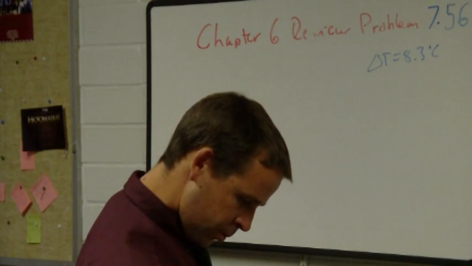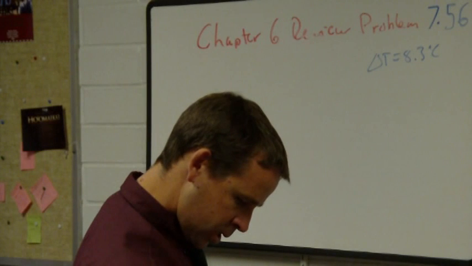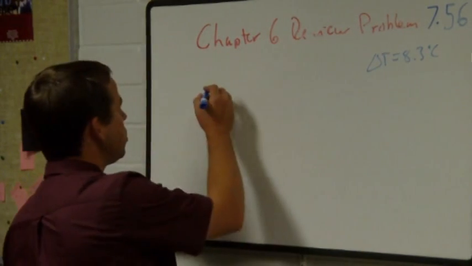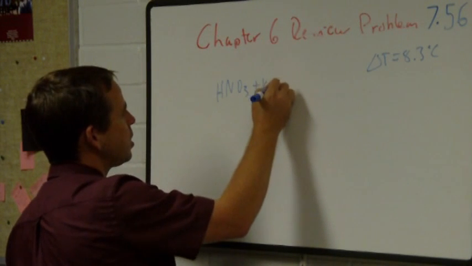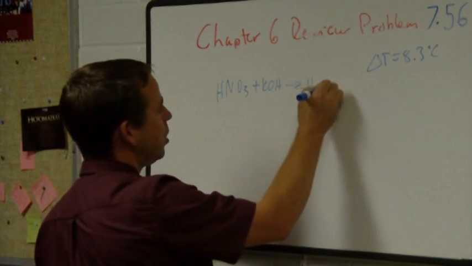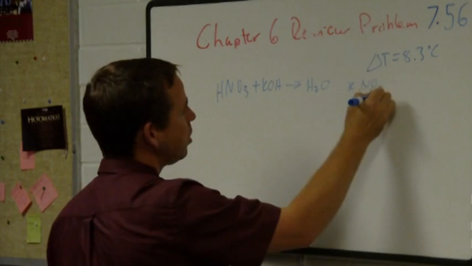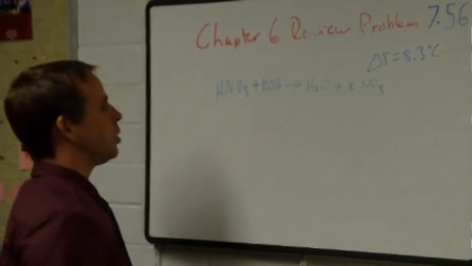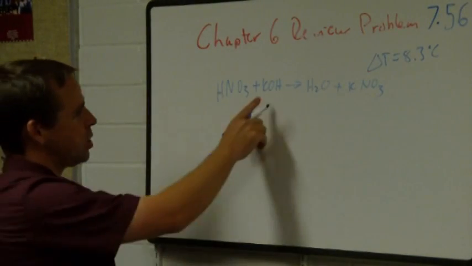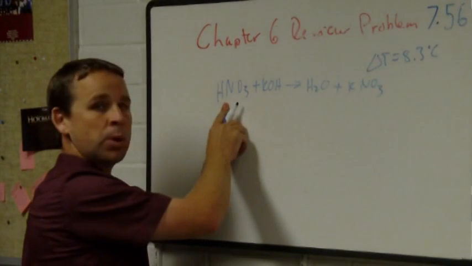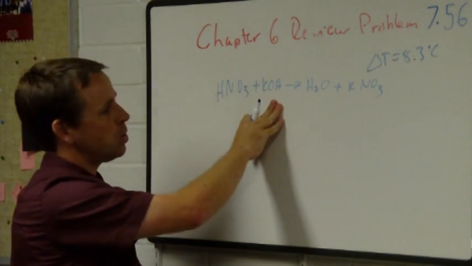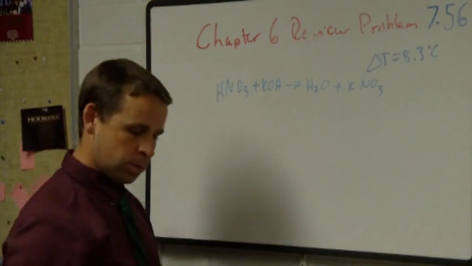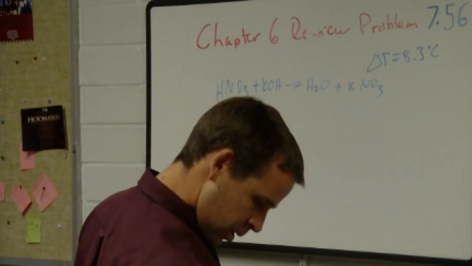We need to know the reaction, which is nitric acid plus potassium hydroxide. HNO3 plus potassium hydroxide. Products are water and potassium nitrate. It looks balanced. This is just a monoprotic acid and a monobasic base, so it's a 1-to-1 ratio.